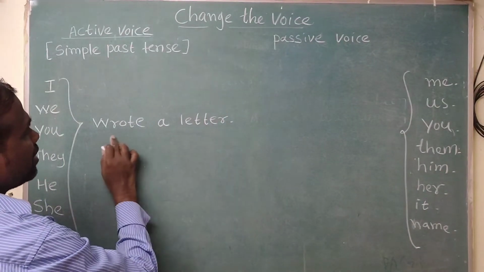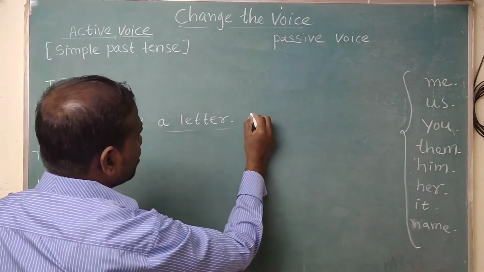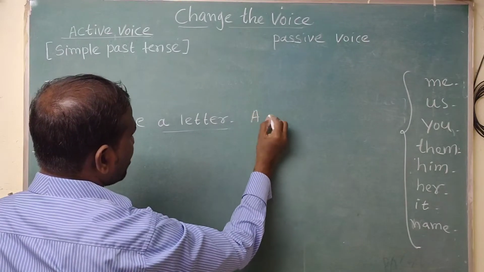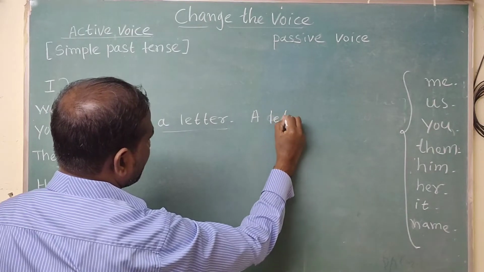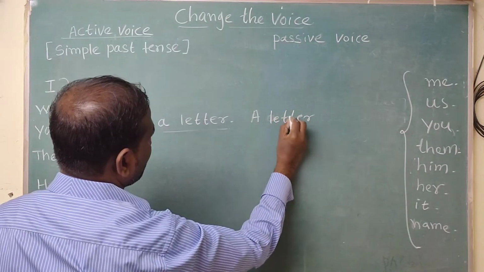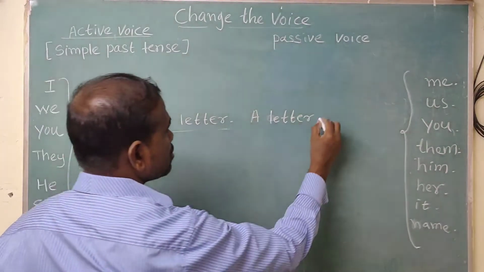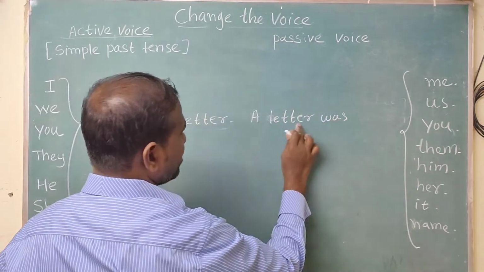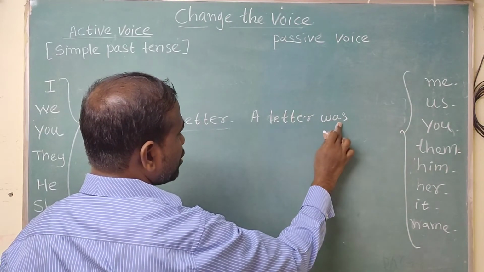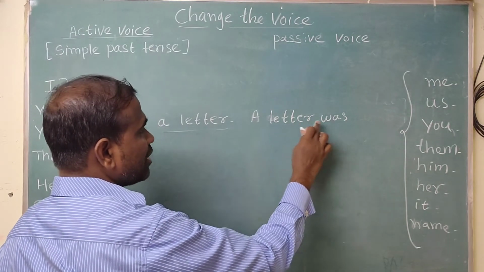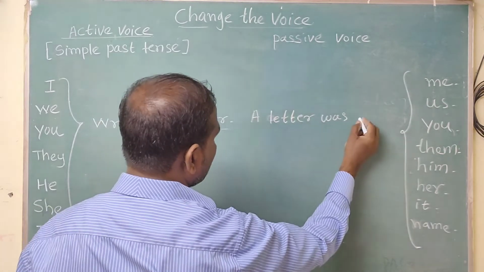Very first we will find out the object. Now what is the object here? A letter. In passive voice we have to start with the object. So here, a letter. Then we have to use was, because letter is a singular word. So letter is singular, that's why we are using was. If it would be letters, then it would be what? Were. Now it is singular, so a letter was.